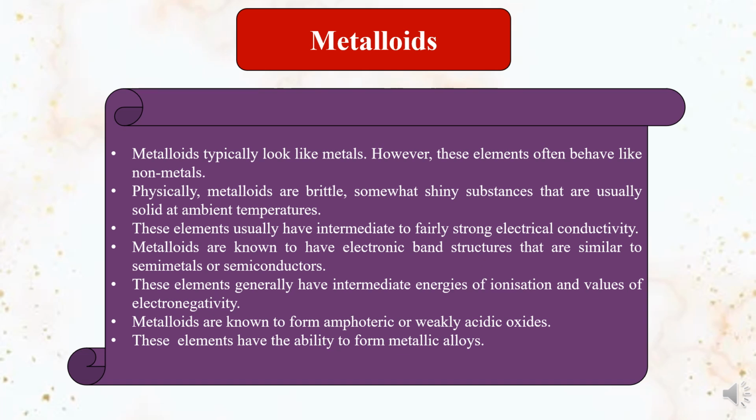So, the general properties of metalloids are: metalloids typically look like metals, however, these elements often behave like nonmetals. Second, physically metalloids are brittle, somewhat shiny substances that are solid at ambient temperatures. These elements usually have intermediate to fairly strong electrical conductivity, and metalloids are known to have electronic band structures that are similar to semimetals or semiconductors.